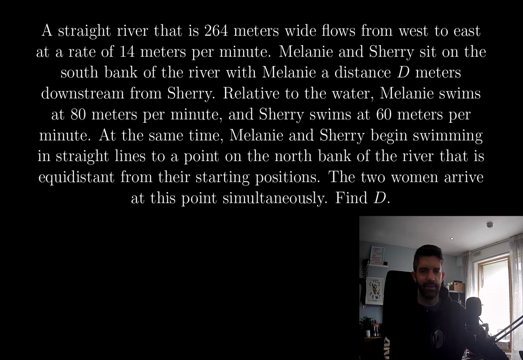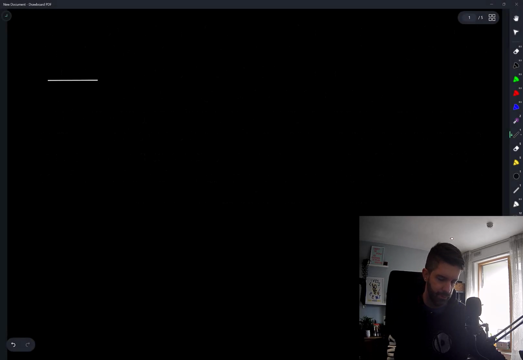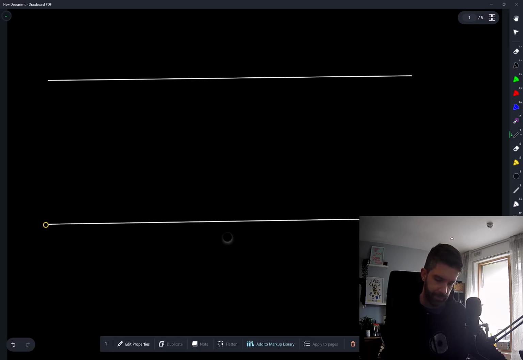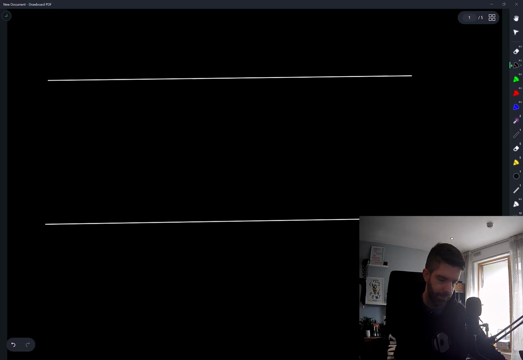Hold on. I think a diagram is in order here. That's probably the best way to figure this out. So our river has some width to it, like this. Call it W, but W is equal to 264.